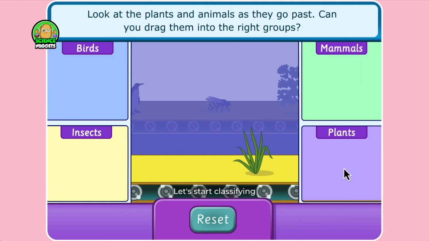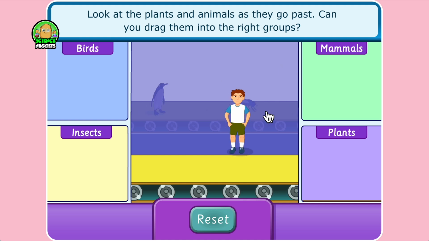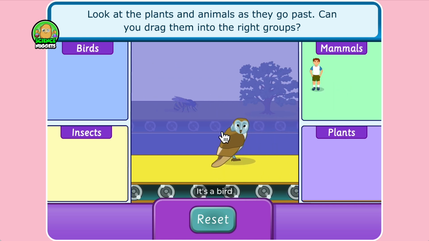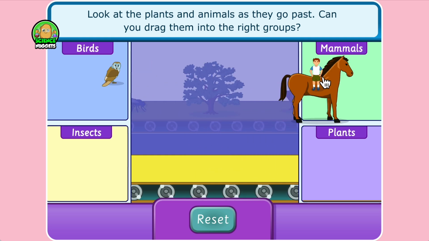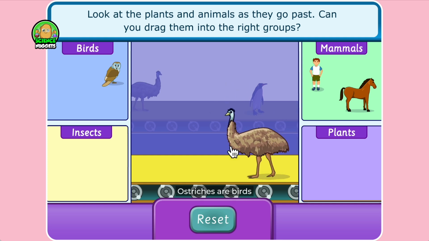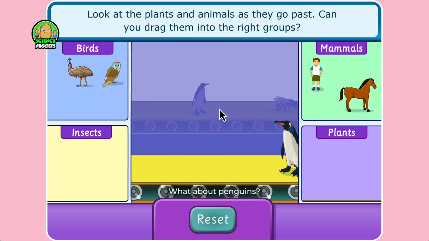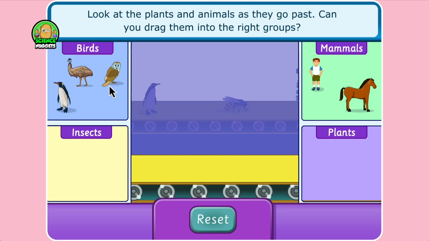Let's start classifying. Humans are classified as mammals. What about the owl? It's a bird. Horses are also mammals. Ostriches are birds. What about penguins? It's also a bird.